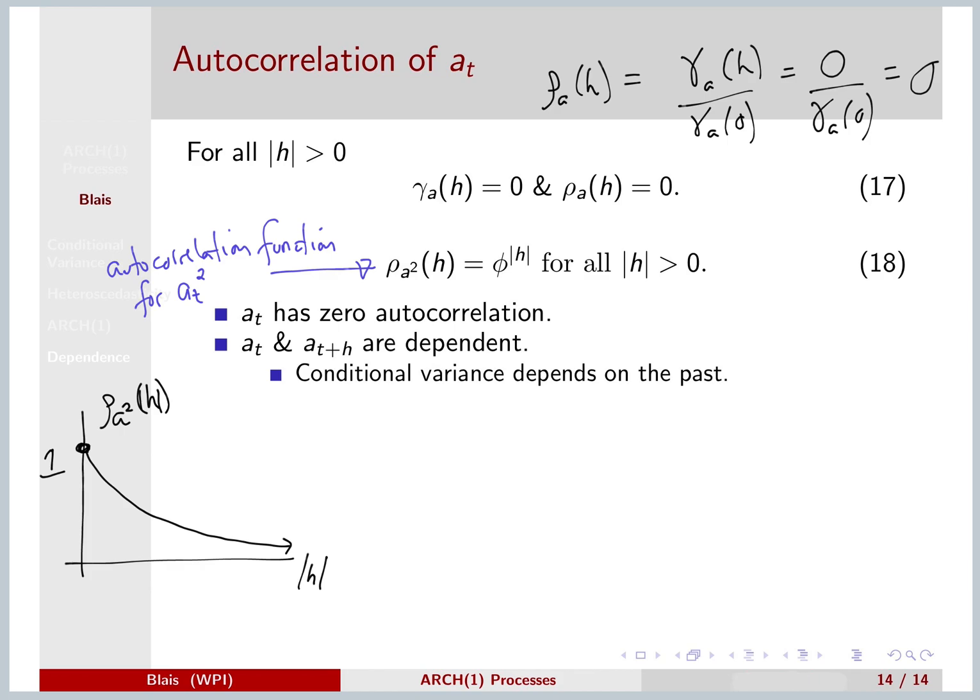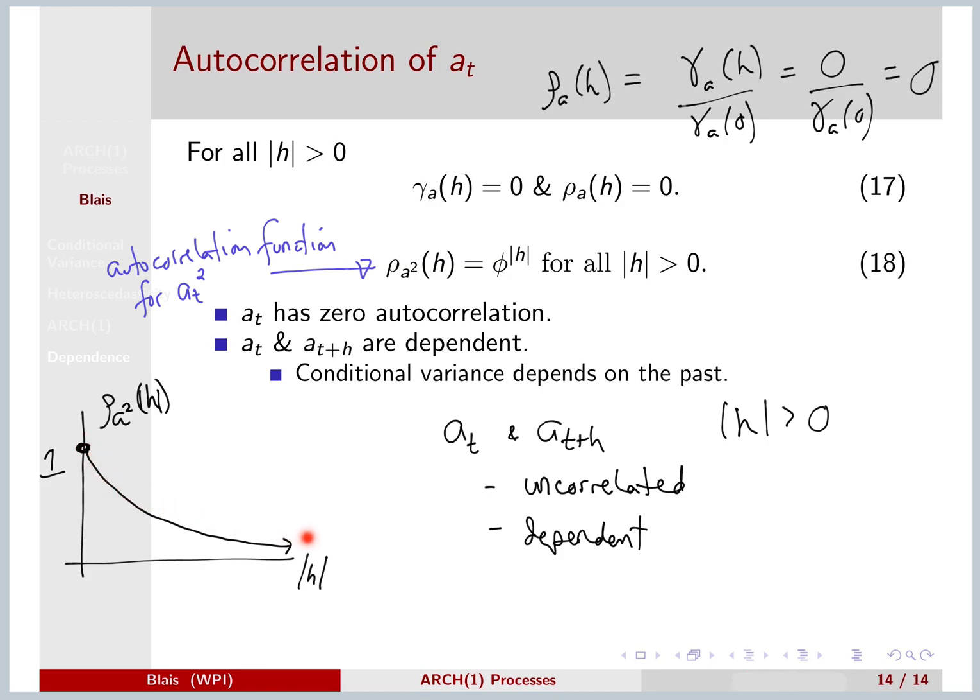And so this is an example. You hear about this a lot in probability theory when you first learn the idea of independence, dependence, and the idea of correlation. What you have is a classic example where AT and AT plus h as a pair, for h in size larger than 0, are uncorrelated but they're dependent. And again, the dependence comes into play because of the conditional heteroscedasticity, because you have this autocorrelation structure in the square of the process.